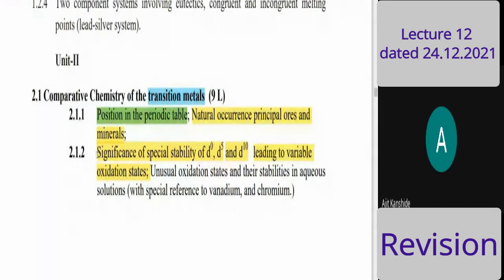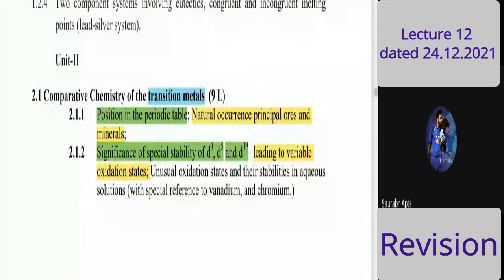The next point is the significance of special stability of d0, d5 and d10. Will anyone answer what general concept we carry about these electronic configurations? Why are these stable? Why do we consider these electronic configurations stable? What is the specialty of d0, d5 and d10? It is a half-filled orbital. Yes, about d5 you can say half filled. What about d0?